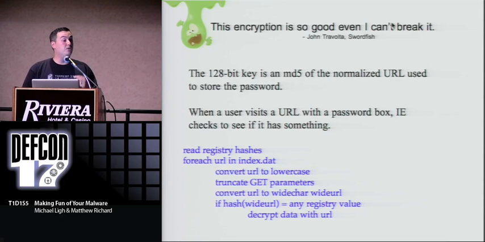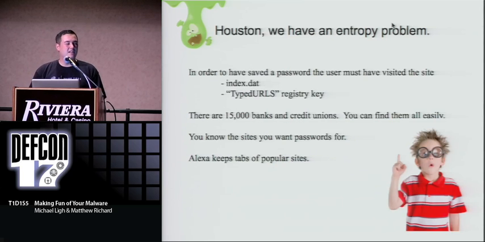And then, when you visited the site that it had a stored password for, it would do the opposite. It would take the site you just visited, chop it down, normalize it, convert to a wide string, and then look through the registry to see if it had any stored values for you, and if it did, it would pop them in. So it seems fairly reasonable. Except when you think about it, there's a little problem. That's actually not very much entropy. It's really not that much harder than IE6 password encryption was.